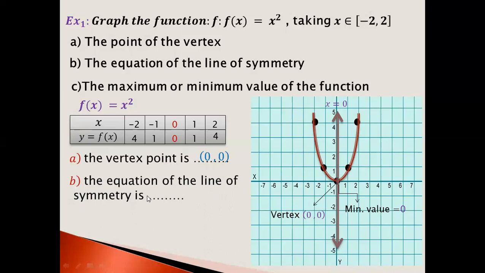Then we need to find the equation of the line of symmetry. What is the line of symmetry? It is this line. It is the line which divides the curve into two equal halves, or two equal parts. So this line is called the line of symmetry, and it cuts the x-axis at the element 0. That means its equation must be x equals 0, because it cuts the x-axis at the element 0. So the equation of the line of symmetry is x equals 0.